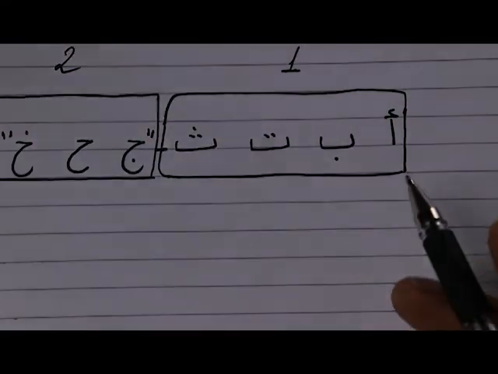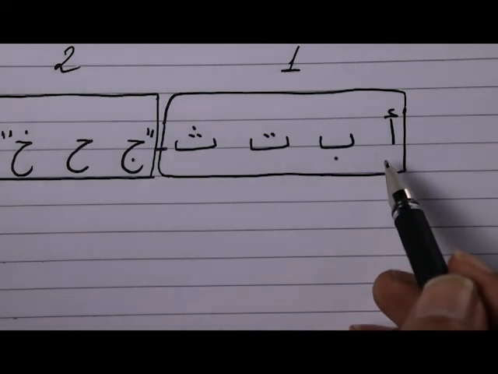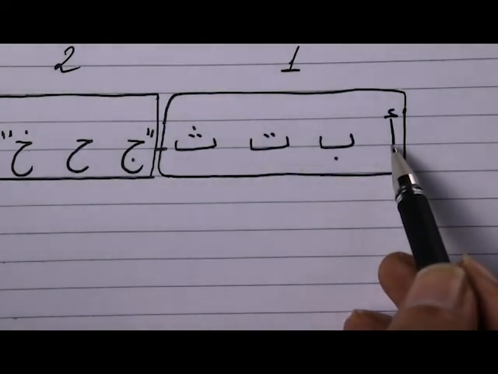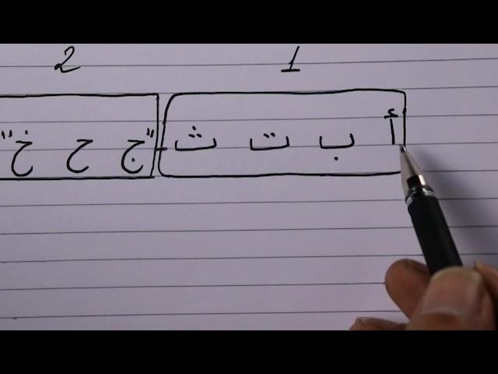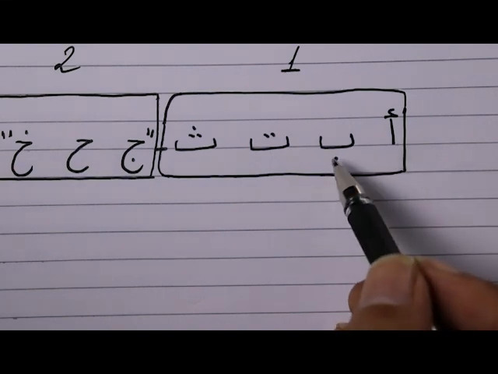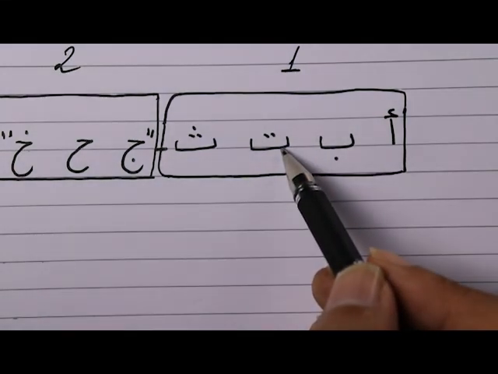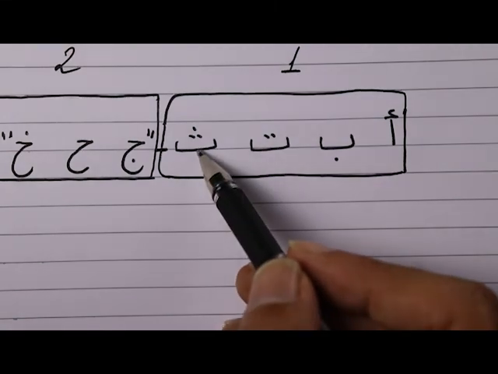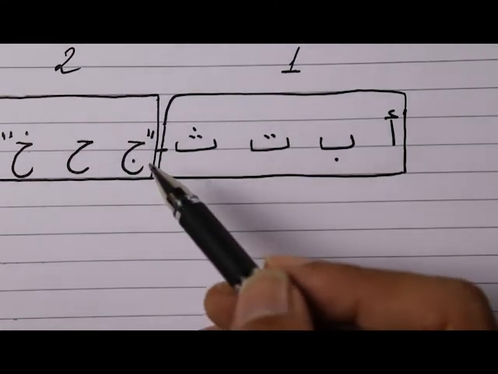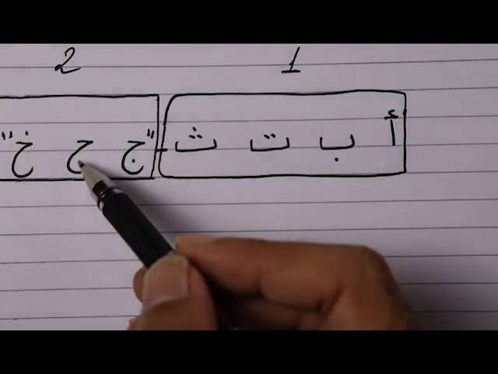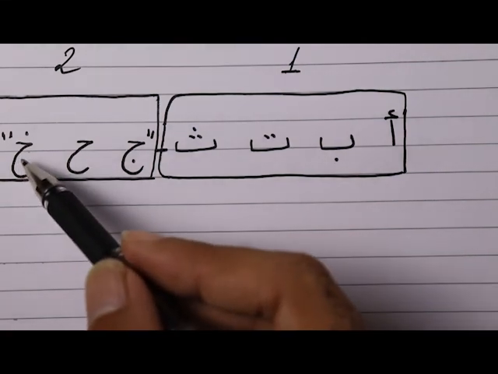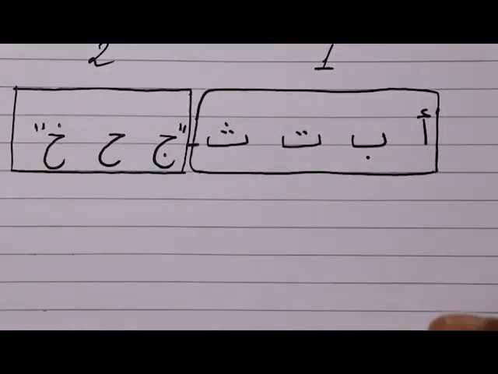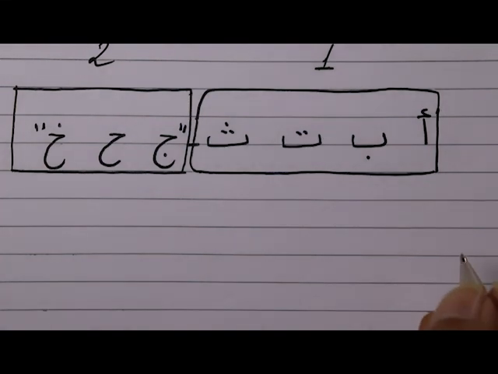So let's pronounce it together. Please repeat after me. Alif, Ba, Ta, Tha, Jim, Ha, Kha.